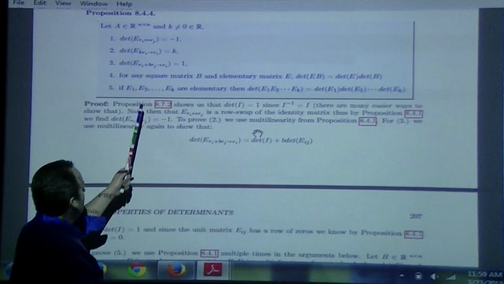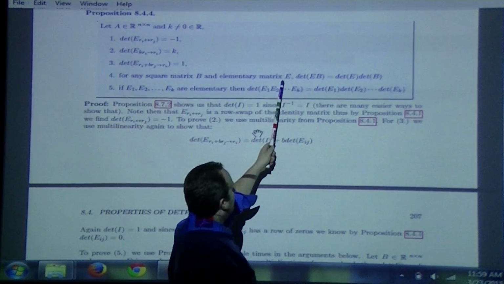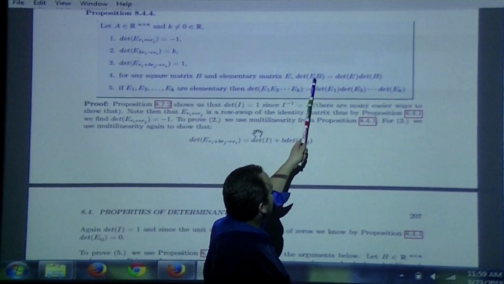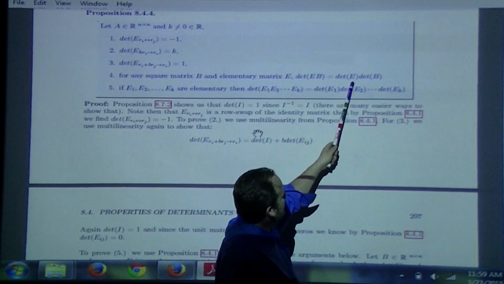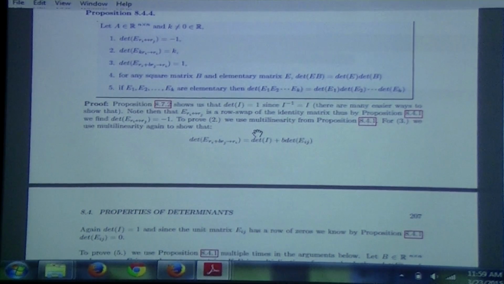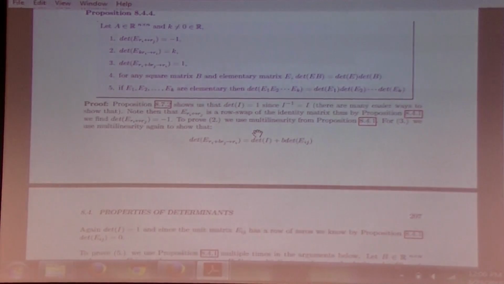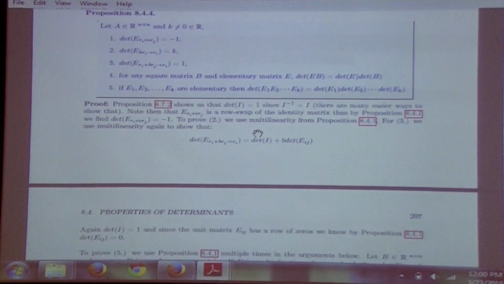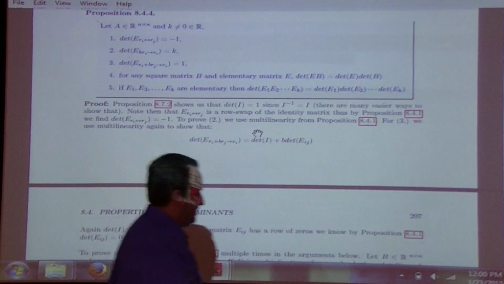Point number 4. For any square matrix B and any elementary matrix E, the determinant of E times B is the determinant of E times the determinant of B. That's sort of the genesis of this product rule for determinants. That's what I'm about to describe to you: there's this wonderful formula, which is extremely non-trivial. The truth that's in this formula.